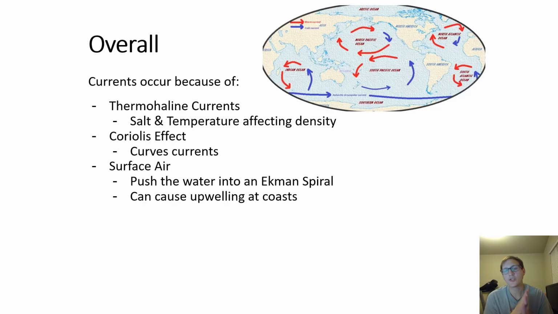All right, so overall, for ocean currents, the things that you need to know. Last time we talked about thermohaline currents, about how salt and temperature affect the density, and that powers some of the circulation of our currents, and how some places can be warmer than others because of where they are in the current. The Coriolis effect, based on the spinning of the Earth, curves these currents so that they don't travel in straight lines. Surface wind pushes the water into an Ekman spiral, so the surface water gets pushed at a 45-degree angle. Everything below gets a 45-degree angle, another 45-degree angle, and this is what causes upwelling and that spiral to bring up those nutrients from the ocean floor.